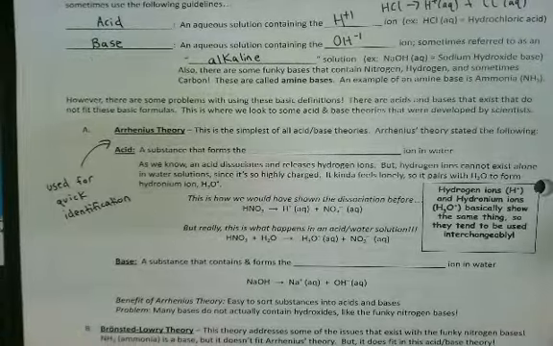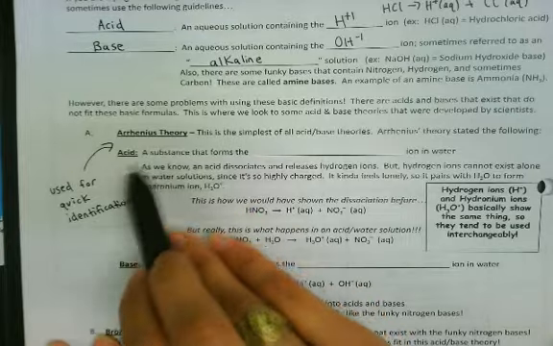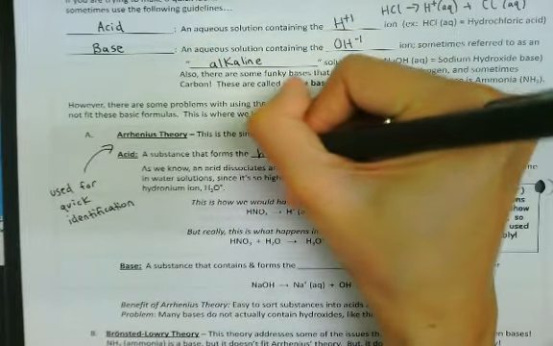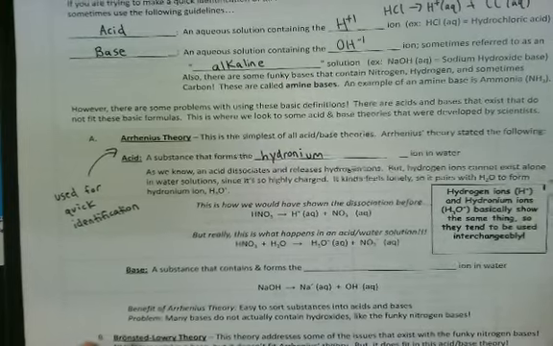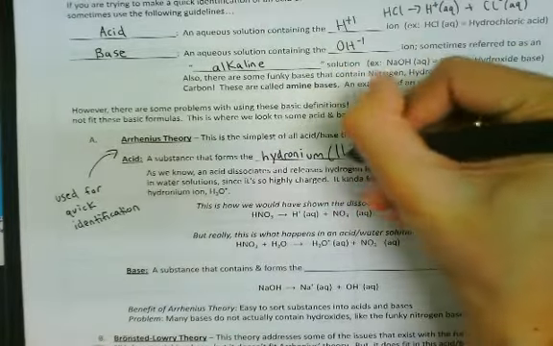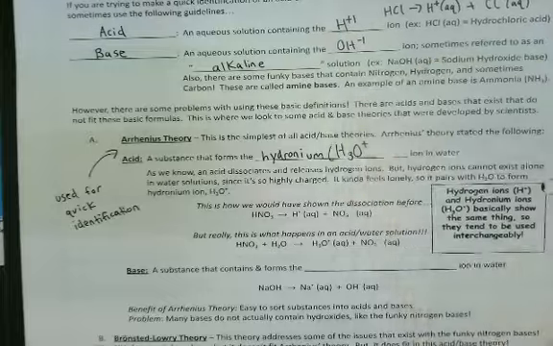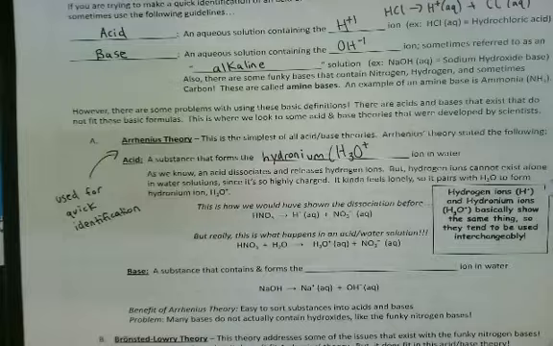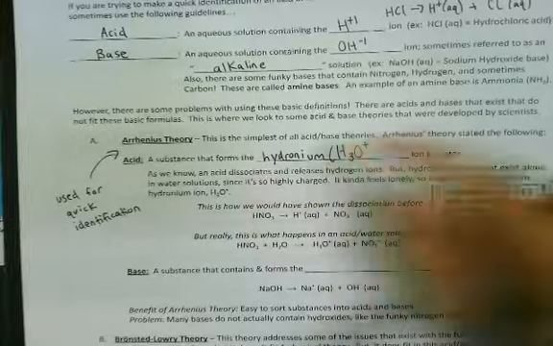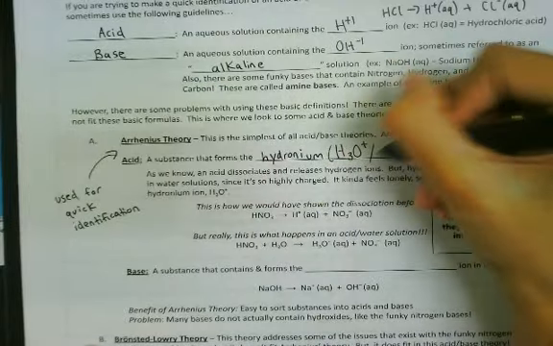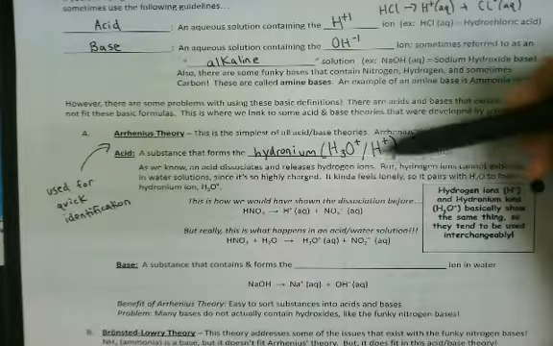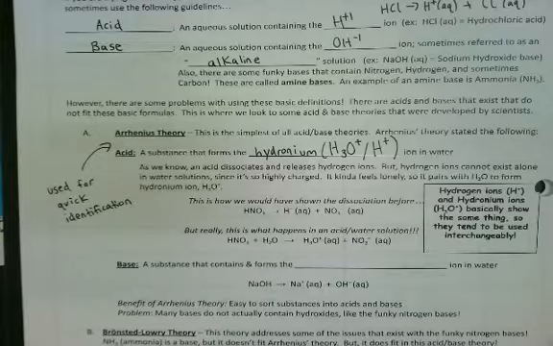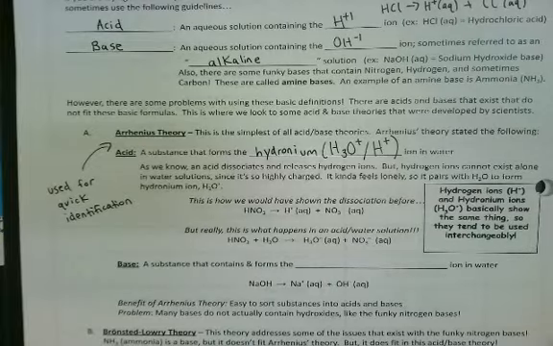And Arrhenius theory states the following as the definitions of acids and bases. An Arrhenius acid is a substance that forms the hydronium ion in water. So the hydronium ion is this H3O+. Okay, this is hydronium. But a lot of times it is used interchangeably with just the hydrogen ion, which is essentially a proton.